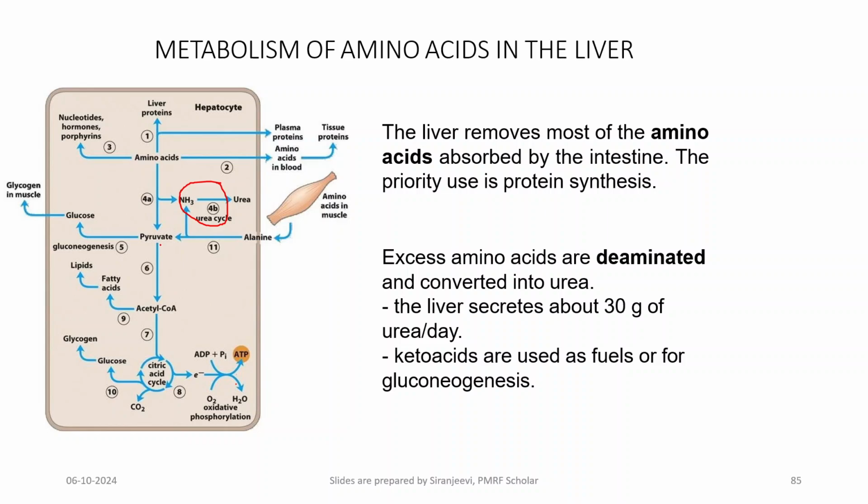And finally the pyruvate will be formed. Then the pyruvate will go to acetyl CoA and then the TCA cycle, or in the case of glucose, glycogen metabolism will take place. So these are all integrated in the metabolism that we have been talking about so far.